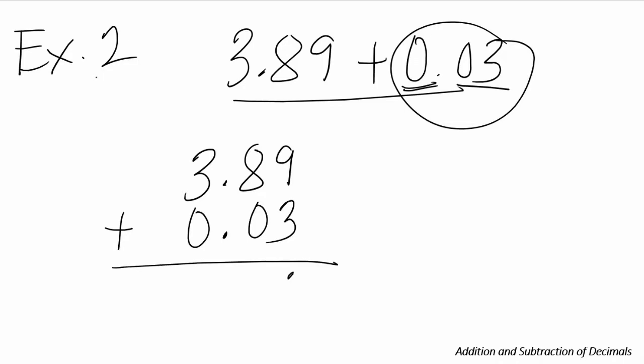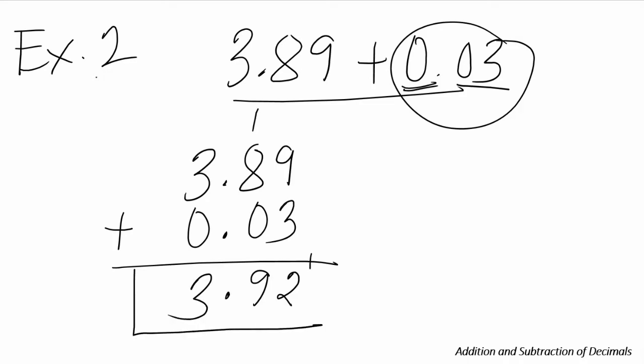So, 9 plus 3, 12. Then, we will have 9, 8 plus 1. Then, the decimal point here. And then, 3 plus 0 is 3. So, the answer is 3.92.